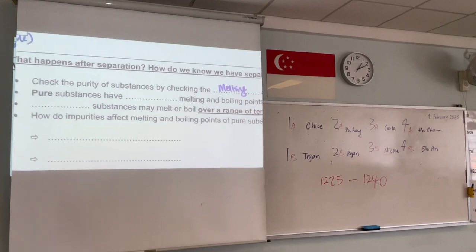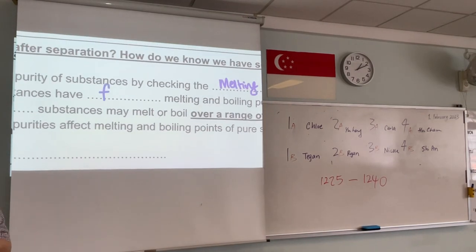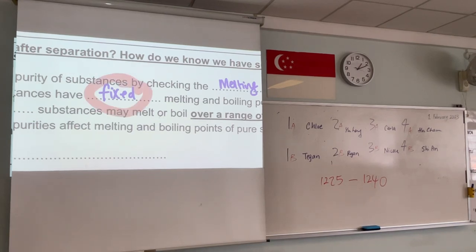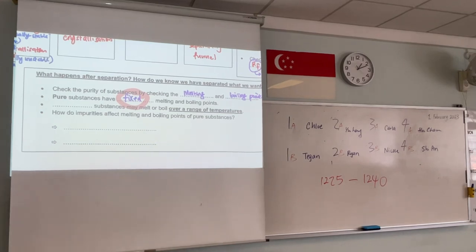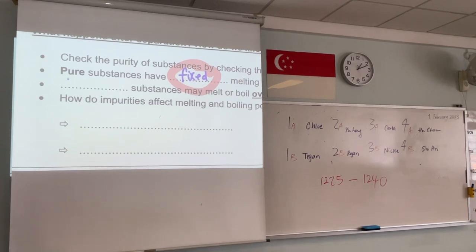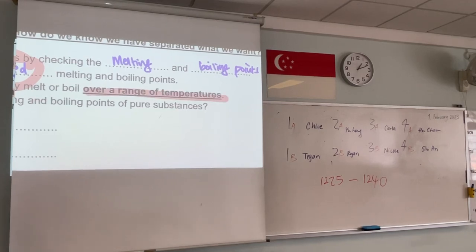Okay, so if it's correct, just leave it. Pure substances have a fixed melting point. Yes, let's use the word fixed. Not common, universal, standard, constant. Fixed is the word I want to see. Fixed means a single point. One point on the line. One temperature. Over here clearly the word is impure. Impure substances melt or boil over a range of temperatures.